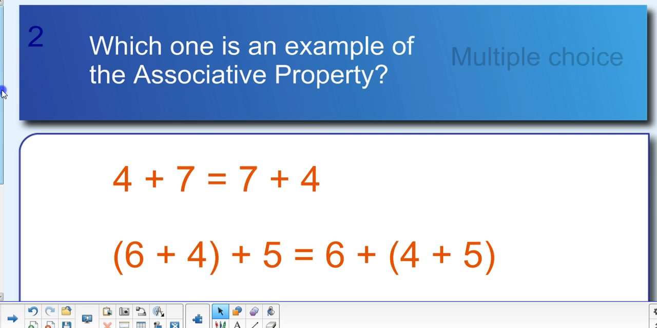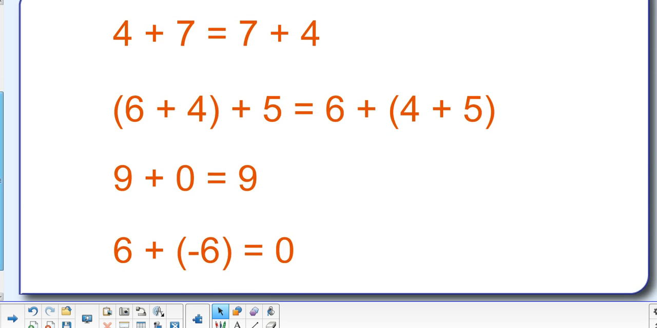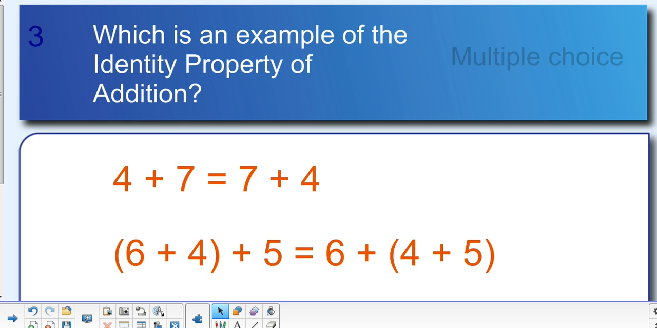Now they give these same choices here, which is the associative property. So have you figured out which one it is? It's the second one. If you look at the order, it's 6 plus 4 plus 5 equals 6 plus 4 plus 5. So the order is identical, so not commutative, but they've changed what's grouped together. So 6 plus 4 in parentheses are grouped together. Over here they grouped the 4 and the 5. So this is 10 plus 5 is 15. Over here 6 plus 9 would be 15. So that's the associative property. Don't change the order, but change the grouping.